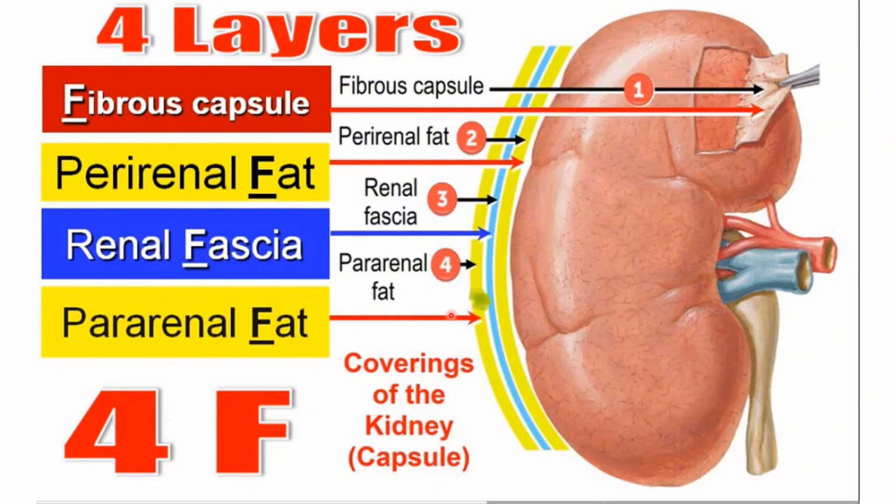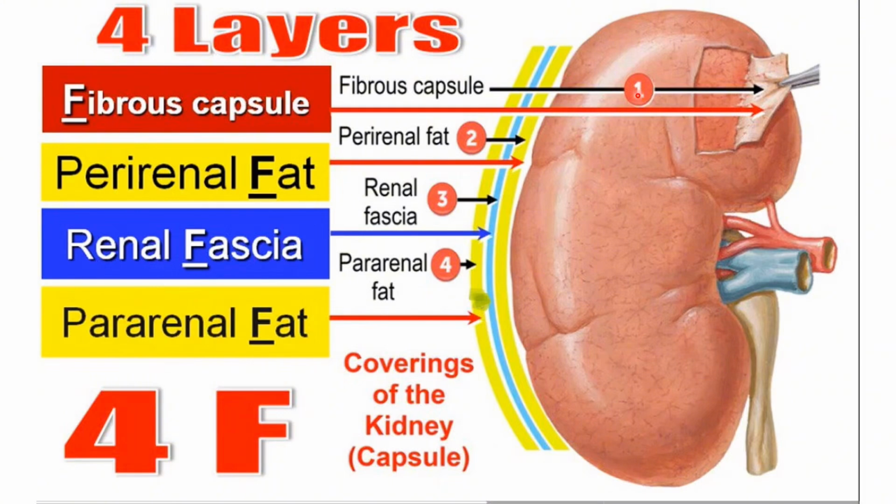The pararenal fat separates the kidney from the muscles of the posterior abdominal wall. Again, the kidney has four layers or four coverings. Okay, we say there are four F's: fibrous capsule, perirenal fat, renal fascia, and then pararenal fat. We said the one that is most adherent to the kidney or the outermost covering is the fibrous capsule.